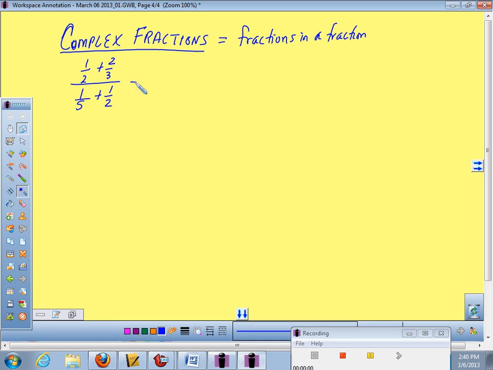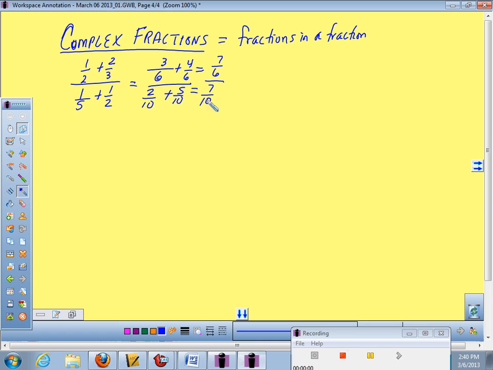So what would add the top? 3 6 plus 4 6. Okay, which would be how many 6? 7 6. So top's all one fraction. Do the same thing for the bottom. 2 10 plus 5, and you don't have to have the same common denominator. That's fine. So this is tenths on the bottom. That'd be 2 tenths plus 5 tenths, which would be how many tenths? Then you get 7 tenths.